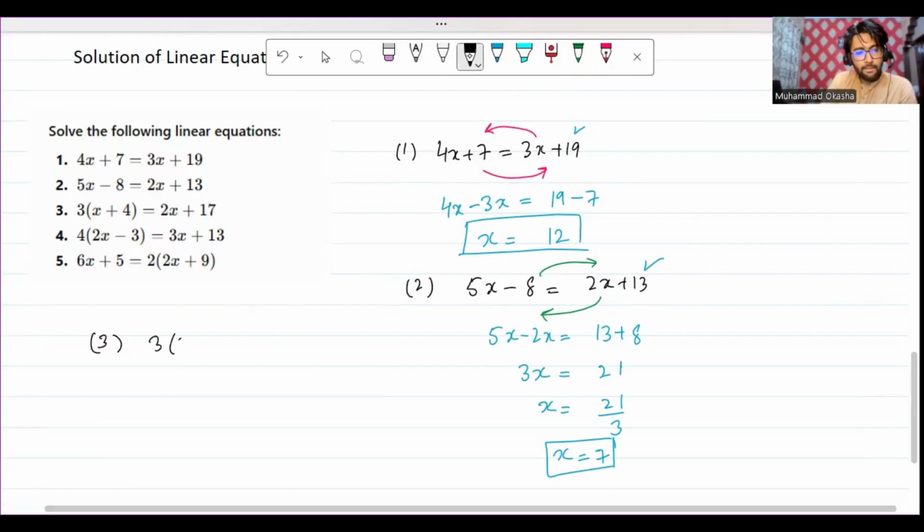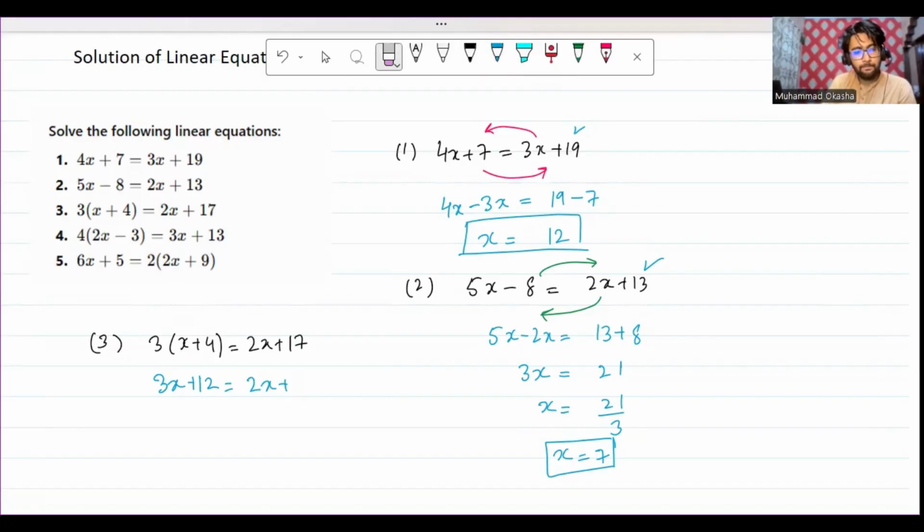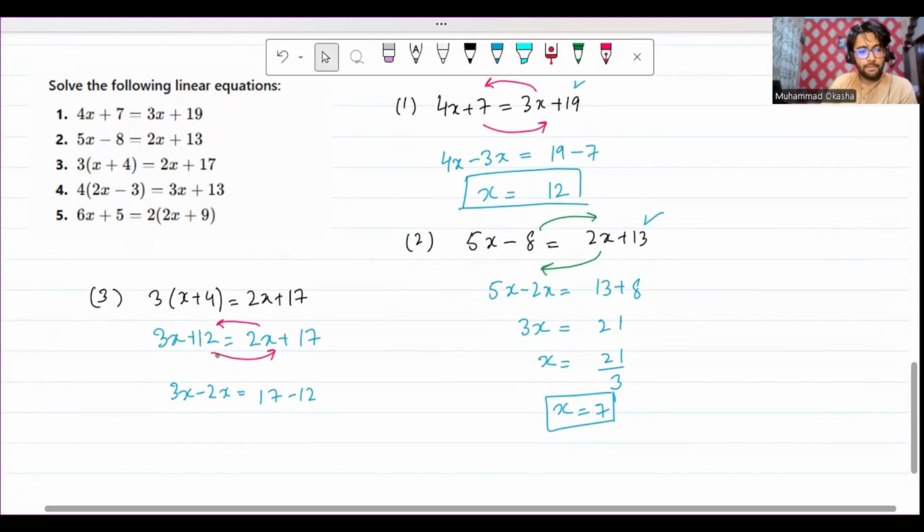Right, number 3. 3 times x plus 4 equals 2x plus 17. I'm going to first multiply 3 with everything that's inside. So that is going to get me 3x plus 12 equals 2x plus 17. And 3x, I'll now switch their positions. So 2x goes over to this side and 12 changes the side. So that's going to be 3x minus 2x equals 17 minus 12. 3x minus 2x is just x, and 17 minus 12 is 5.